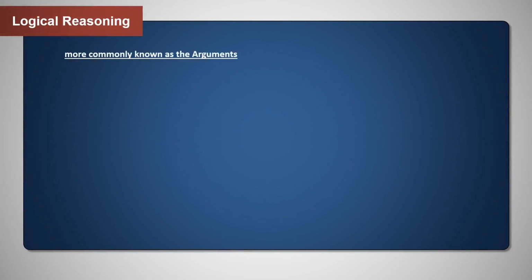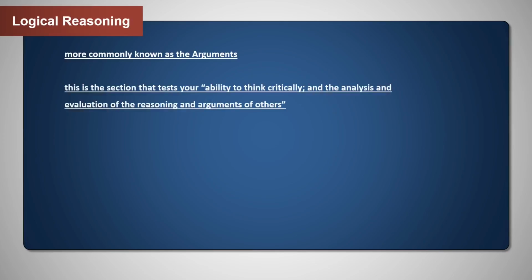The logical reasoning section is more commonly known as the arguments. This is the section that tests your ability to think critically, and the analysis and evaluation of the reasoning and arguments of others. You're dealing with arguments in this one. And this one is always 2 out of the 4 scored sections, so it constitutes about 50% of the test.